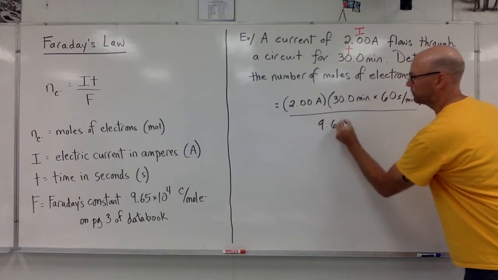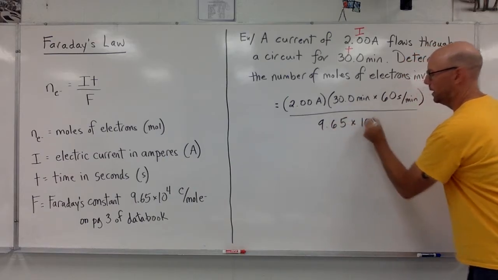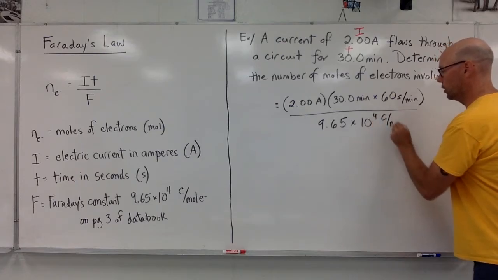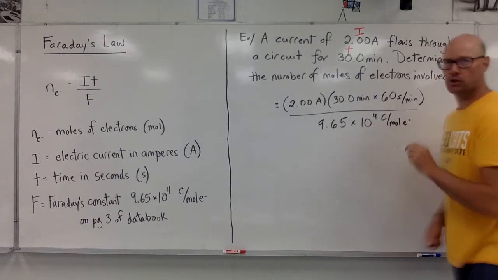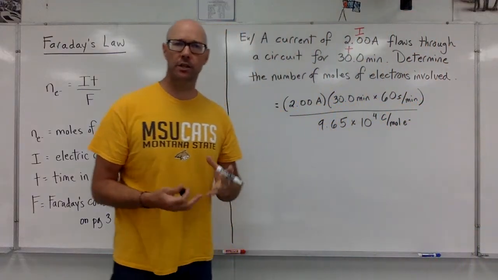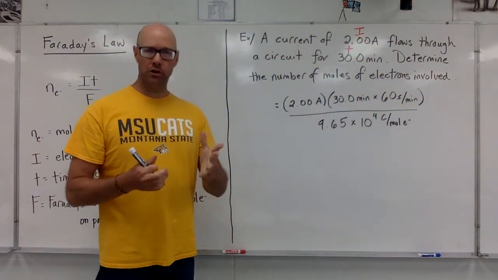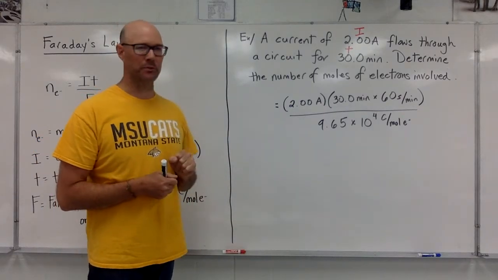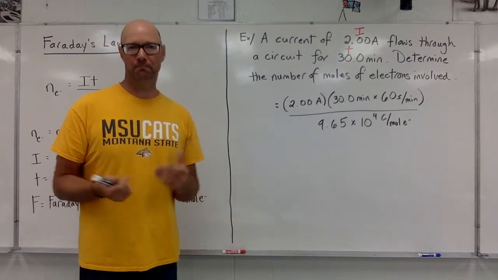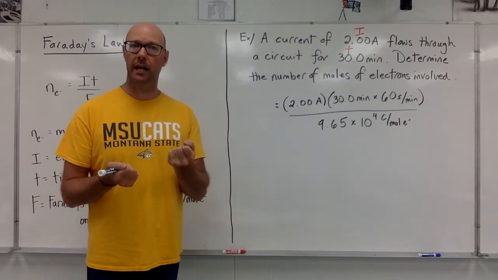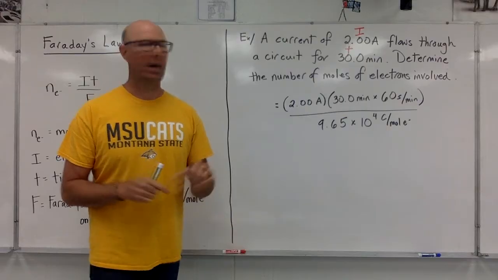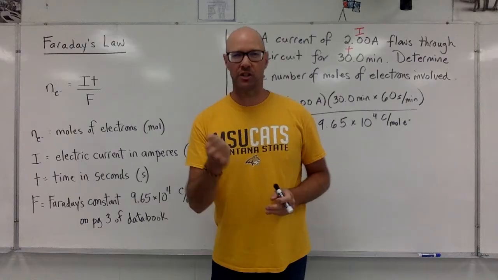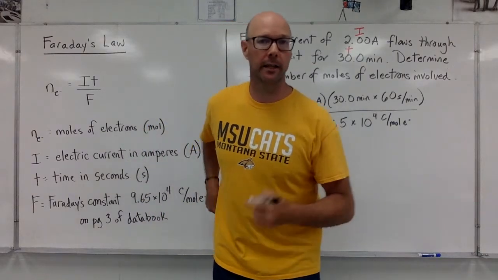9.65 times 10 to the power of positive 4 coulombs per mole of electrons. An extra thing just to add is that the algebra for our units here doesn't exactly work out because of these coulombs. Okay? An amp second is a coulomb, and that's really a physics kind of a thing. Let's not worry about the units. We have it set up to solve for moles of electrons. Let's just trust it a little bit. Okay, I have my calculator. Let's type away.